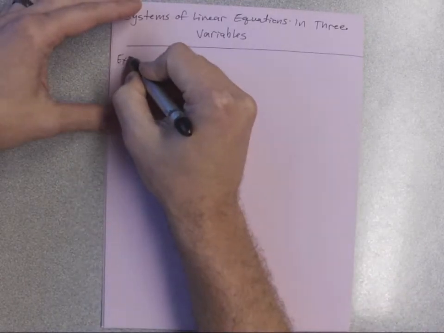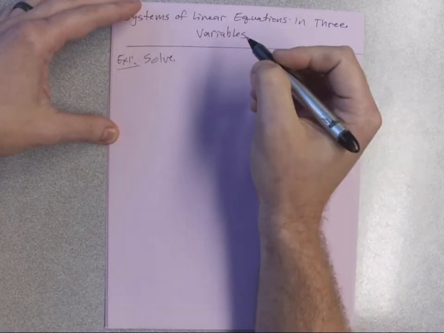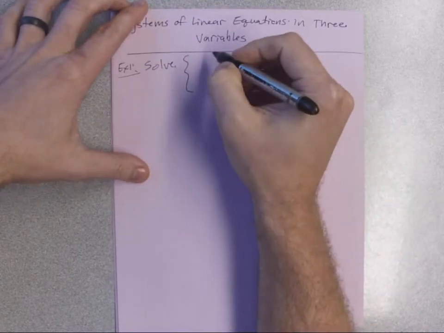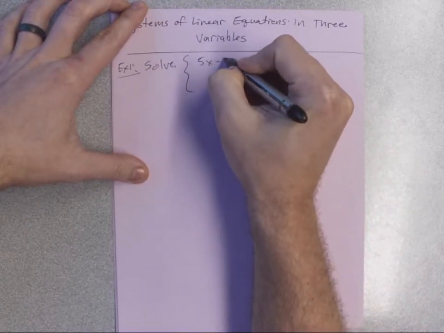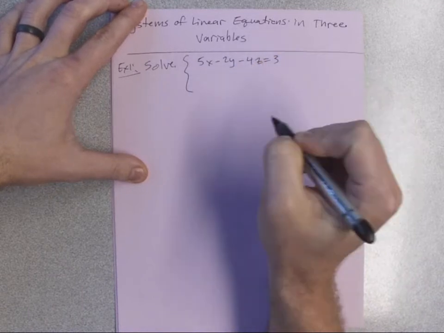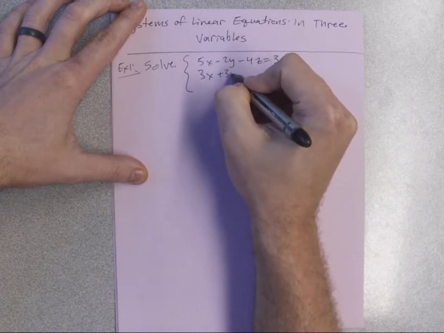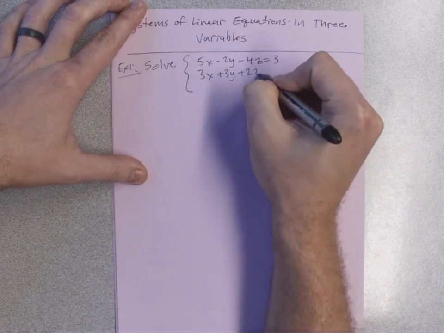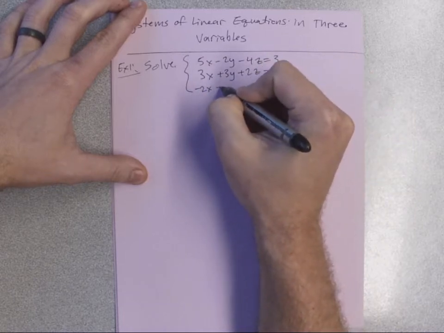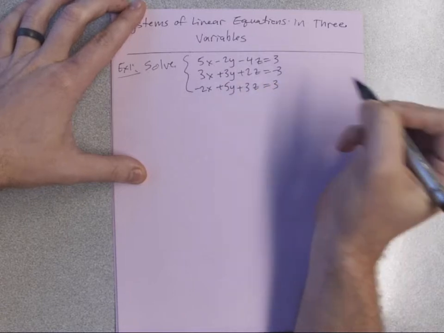So example 1, and let's just say solve the system, and I'm just going to abbreviate by saying solve. And here is the system. 5x minus 2y minus 4z is equal to 3. That's one equation. 3x plus 3y plus 2z is equal to negative 3. Negative 2x plus 5y plus 3z is equal to 3.